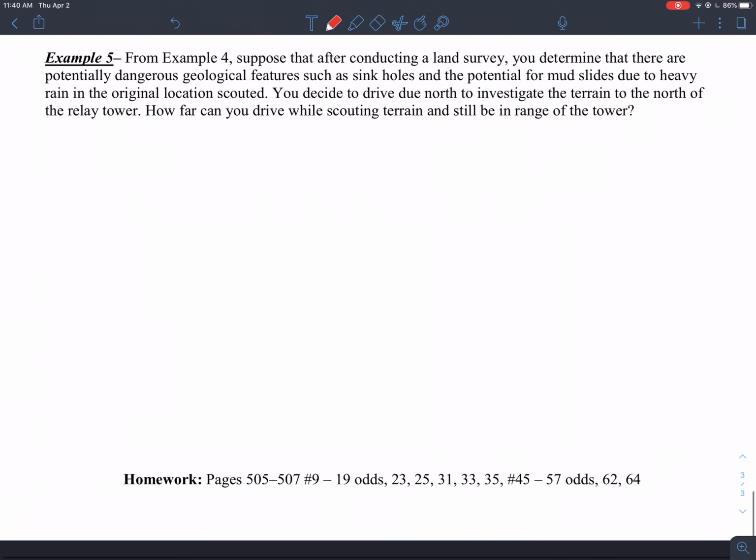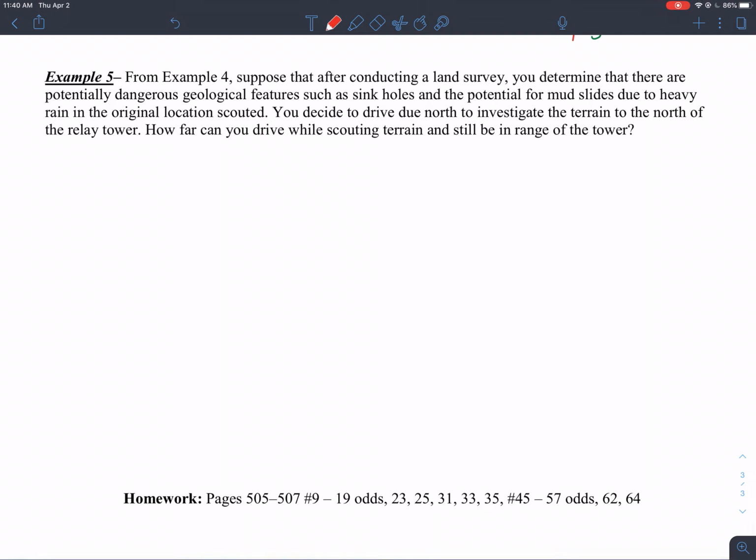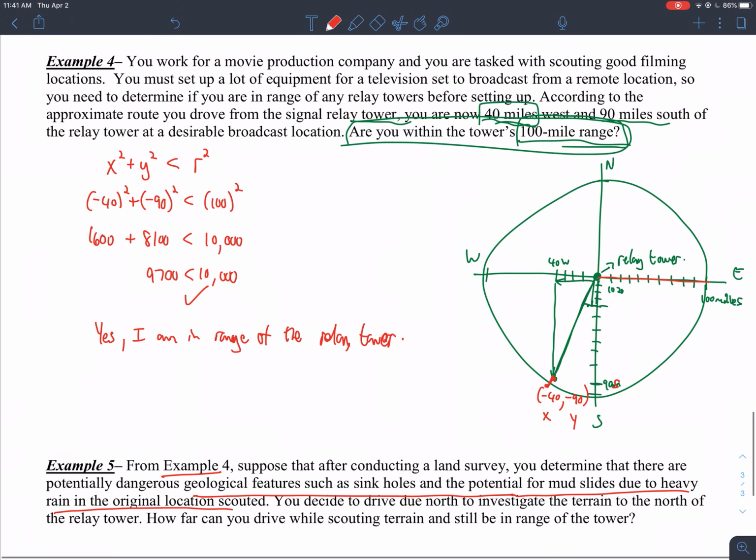Then the next example is similar, using, I think, the same picture. It says, from example 4, suppose that after conducting a land survey, you determine there are potentially dangerous geological features such as sinkholes and the potential for mudslides due to heavy rain in the regional location. So you'd figure out that this place is not a good place. I got to get out of there because we don't want to film there for a long time. We're going to get ourselves in trouble.